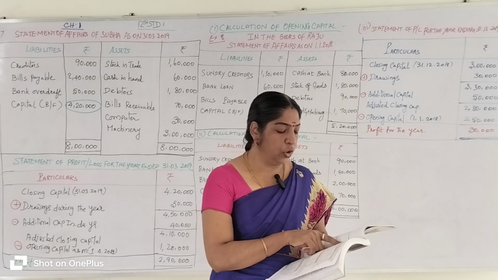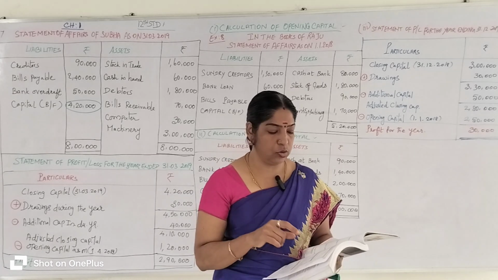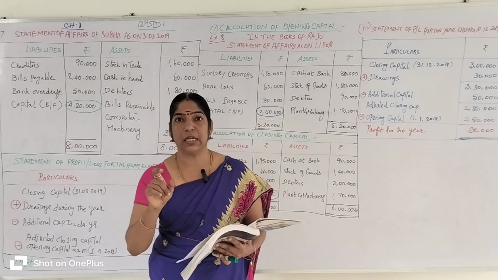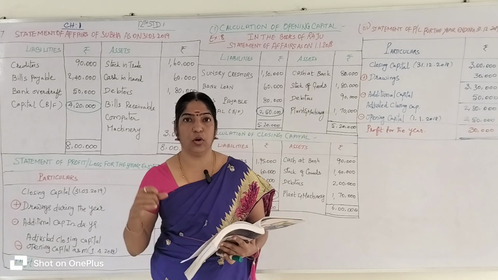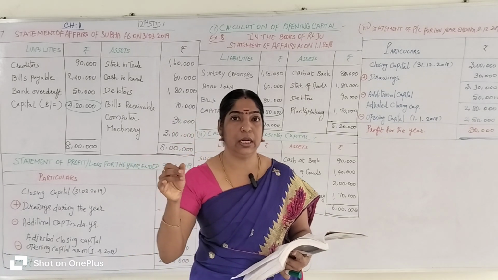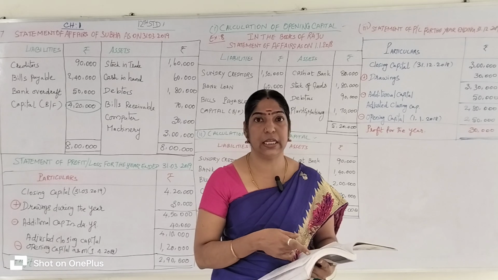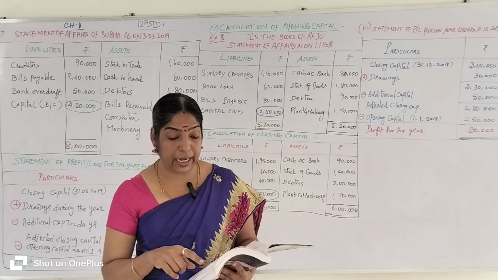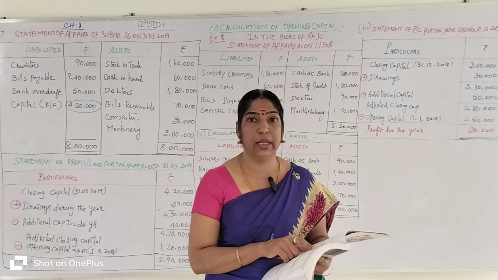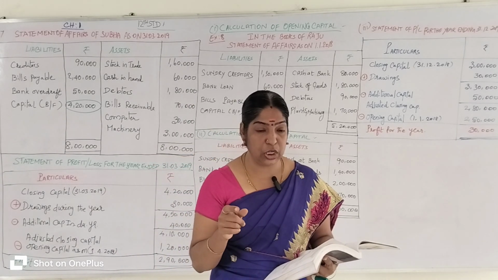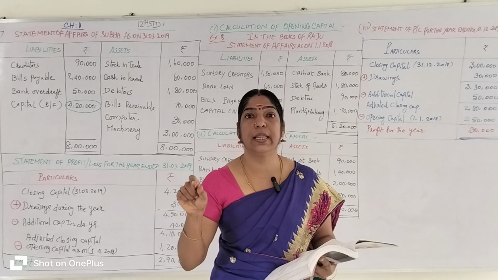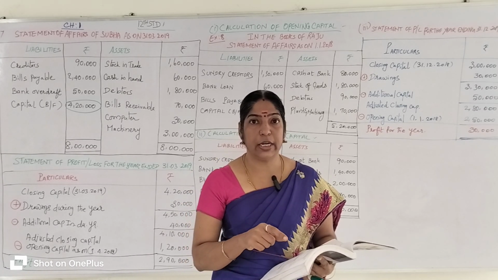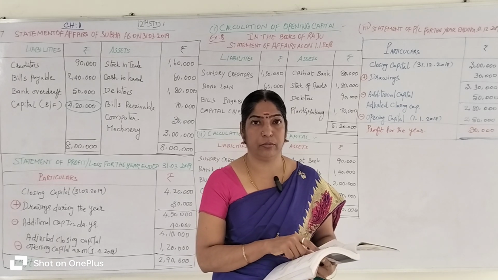Then what do we need? During the year, she withdrew 30,000 rupees for her personal use. Personal use denotes drawings. So we have another piece of information given here, that is drawings of 30,000 rupees. She introduced further capital of 40,000 rupees during the year, which means additional capital introduced during the year. So, additional capital also we have from the question.